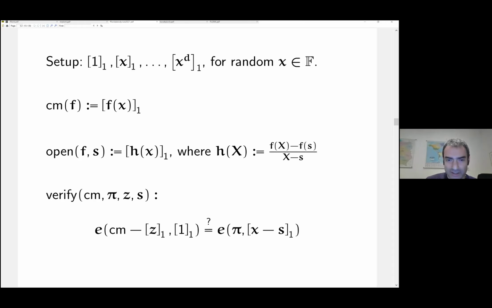So this is the KZG scheme, and using this algebraic group model makes our life very easy. We can actually prove this is sound, and the prover can't cheat if z is not f of s. So yeah, everything good so far.